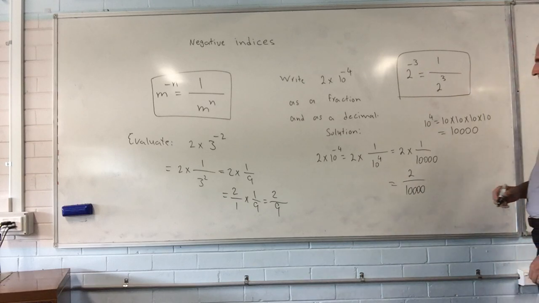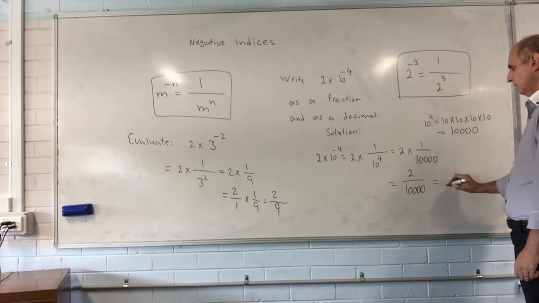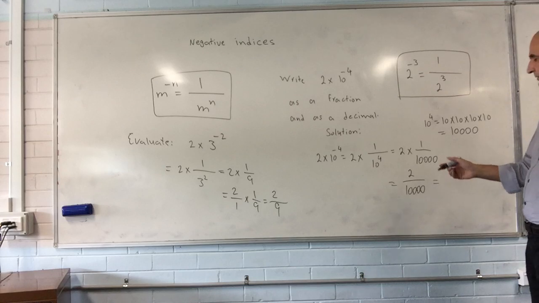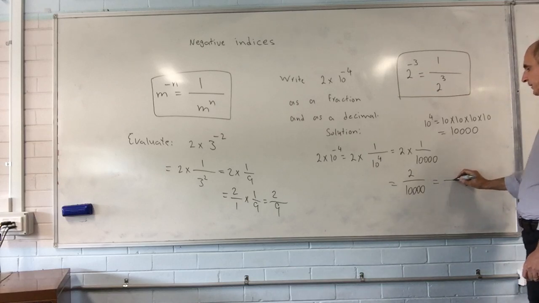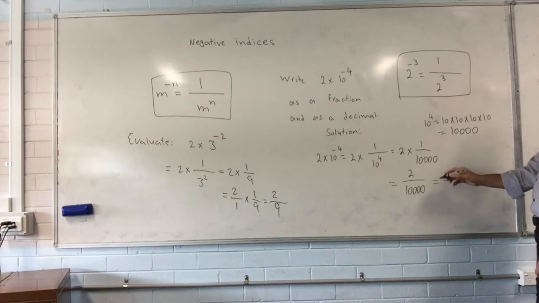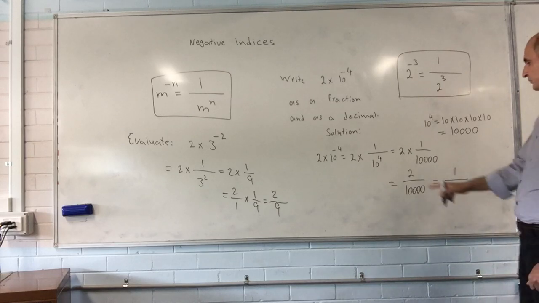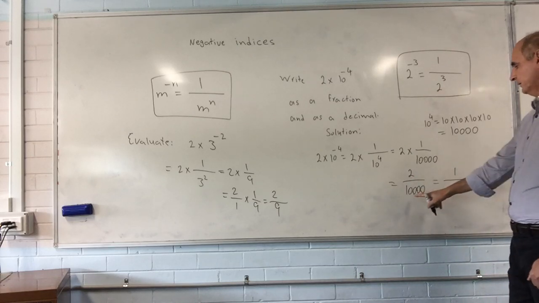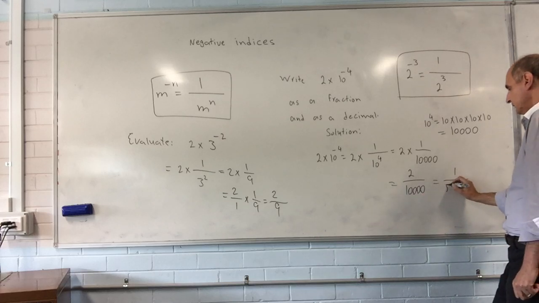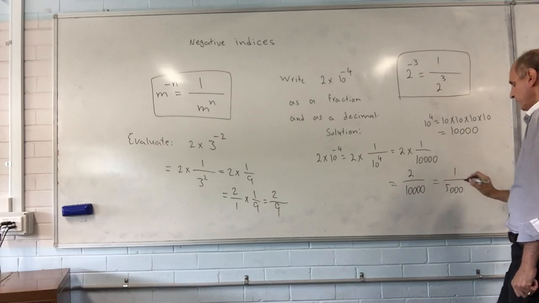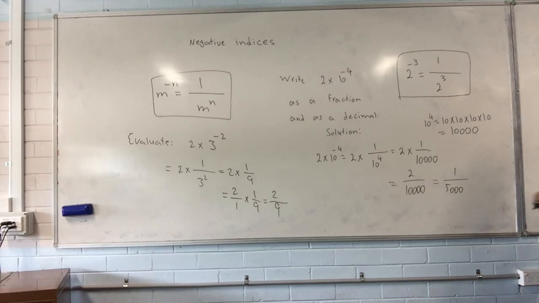That's as a fraction, but whenever possible, simplify your fractions. Here I'm dividing the top and bottom by 2 because both are multiples of 2. So 2 divided by 2 is 1, and 10,000 divided by 2 is 5,000. That is the answer in the form of a fraction.